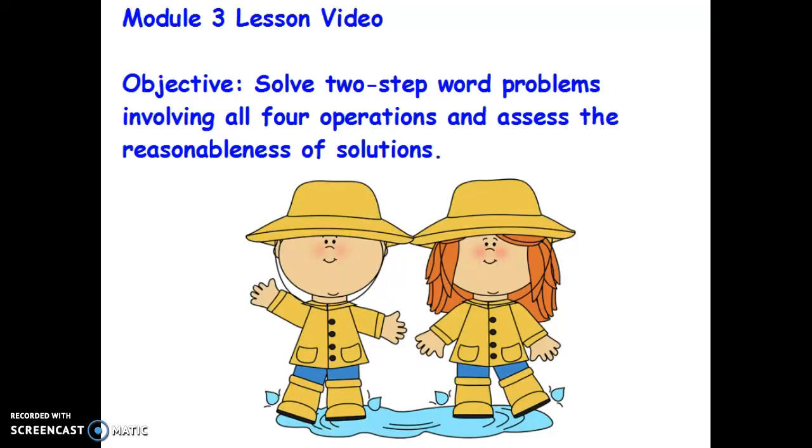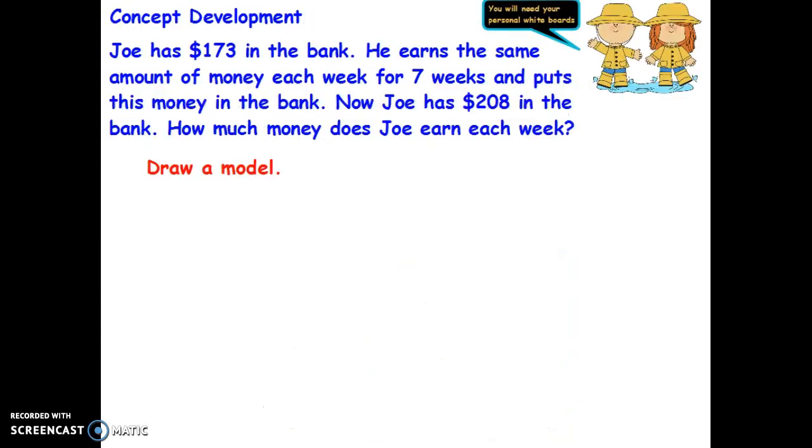Hello class, for our Module 3 lesson video and our final module in the inclement weather unit, we're going to be talking about solving two-step word problems involving all four operations and assess the reasonableness of the solutions. When we get our answer, we're going to ask ourselves if our answer makes sense to what it is we're trying to figure out in the problem. So we're going to get right to it today.